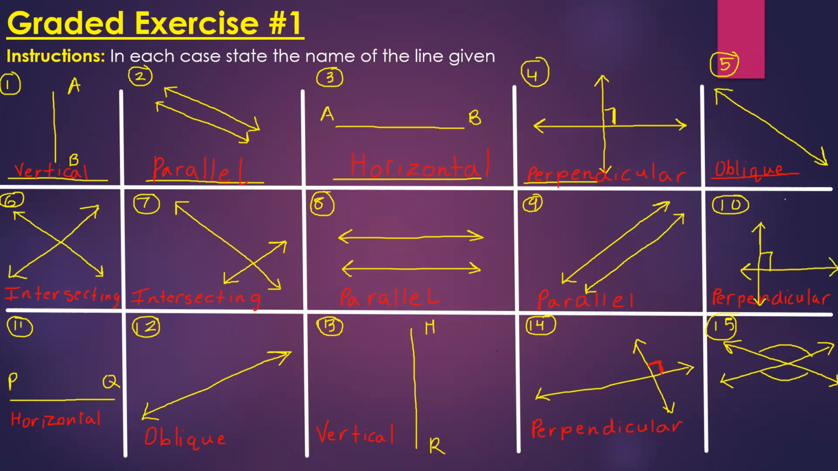All right, next person is Talia. What do you have for number 15? Why am I calling your name 1,000 times and you're not answering? My laptop is glitching. Okay. So what do you have for number 15? Intersecting. Intersecting, that's correct.